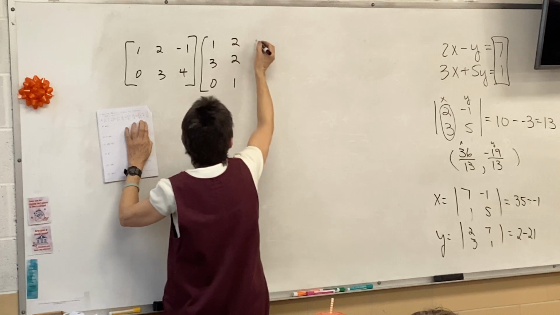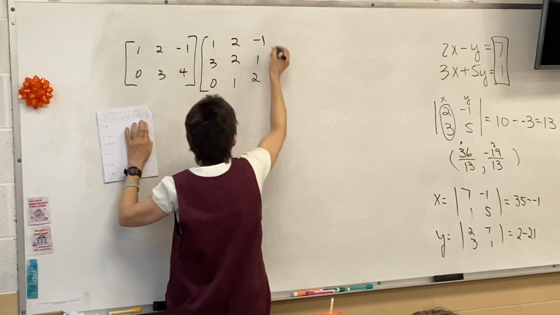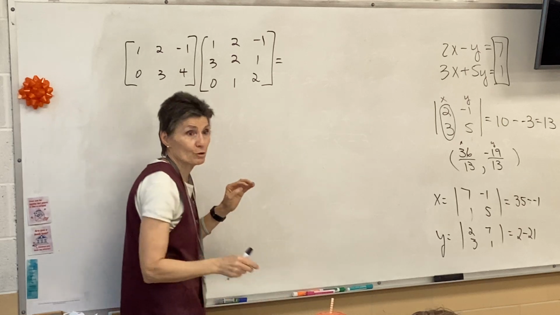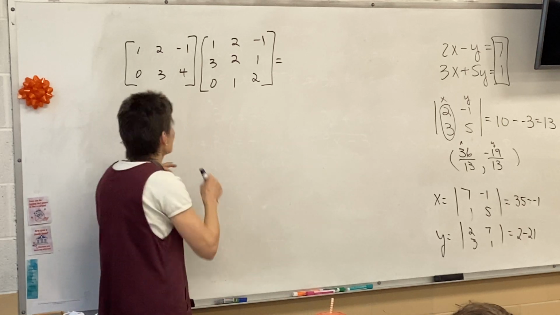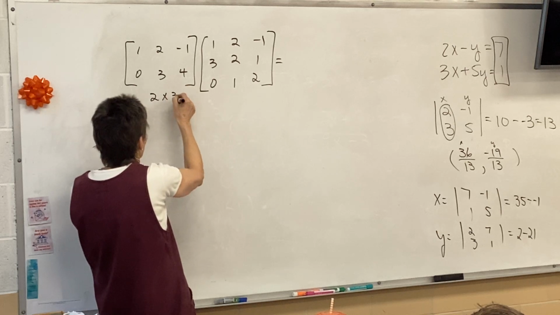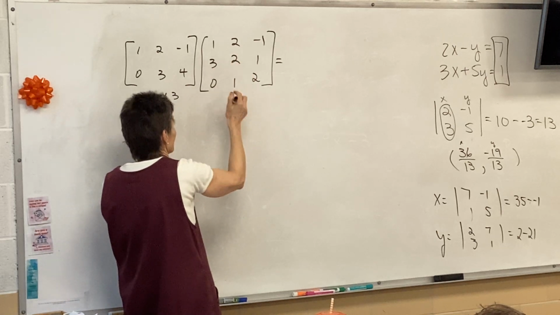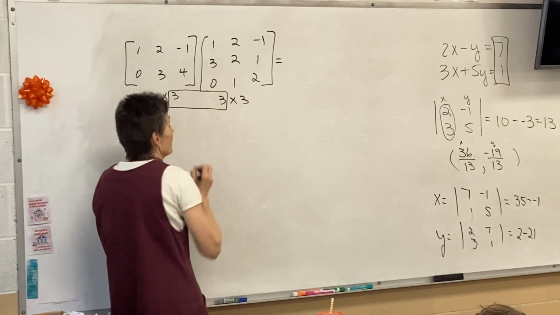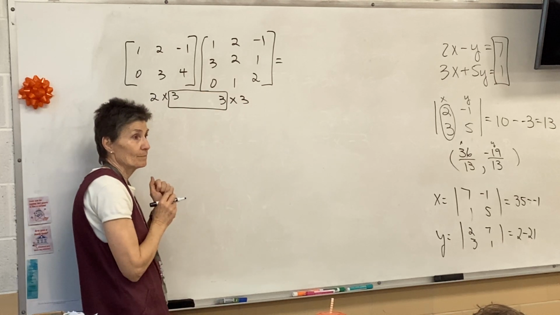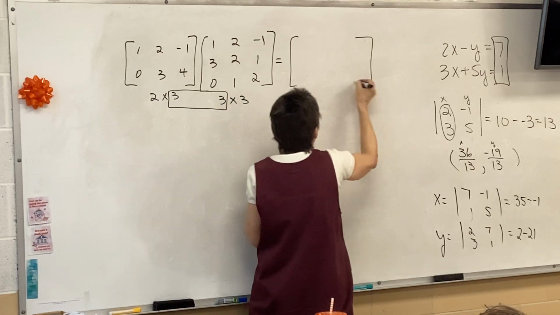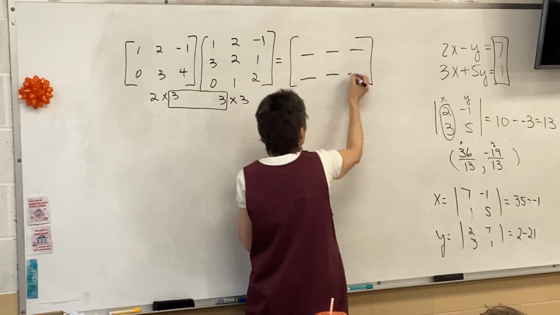We can do that. With multiplication, you should always start by making sure you can do it. All right, so what are our dimensions here? 2 by 3. What are our dimensions here? 3 by 3. Since these match, I can do it. And my answer will be another 2 by 3.